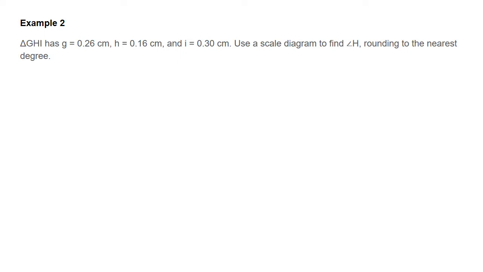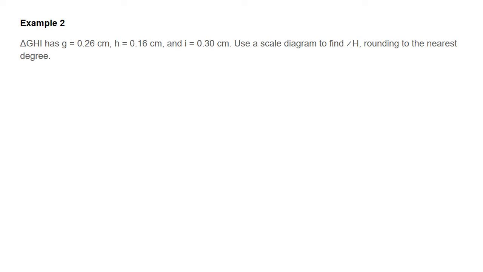So just like with the last example, the first thing we have to do is figure out a scale. This is a triangle that I could fit to scale easily enough on my paper, but it would be so small that it would basically be impossible to get a good measurement out of it. 0.26 centimeters is 2.6 millimeters, and that's not going to be very helpful for me. So what I have to do with these side lengths is scale them up somehow to try to find a good scale.